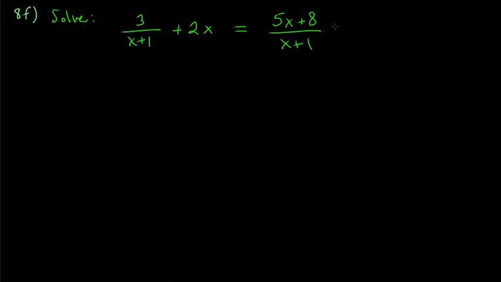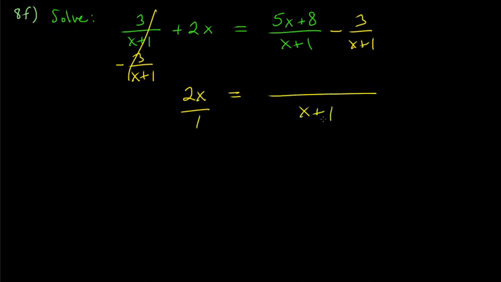However, in the previous problem, we noticed that x plus 3, I think, or x plus 6, was our LCD, and then we just multiplied both sides by x plus 1. There's nothing wrong with doing it that way. But notice that if I just subtract the fraction 3 over x plus 1 from both sides, they cancel, and I'm left with 2x over 1 on the left, and on the right, they have the common denominator x plus 1.